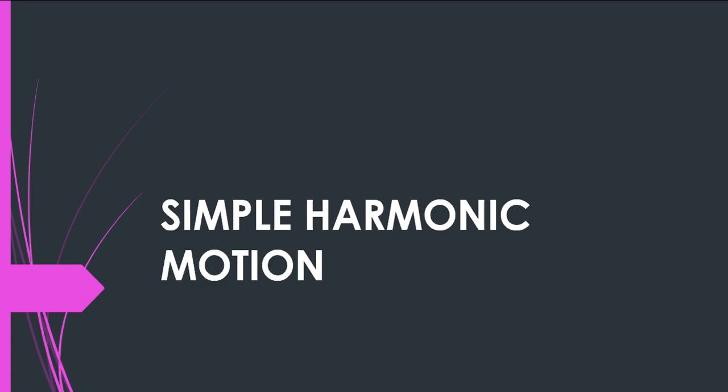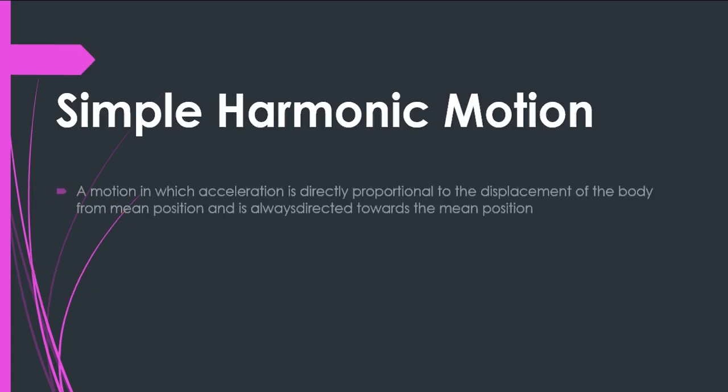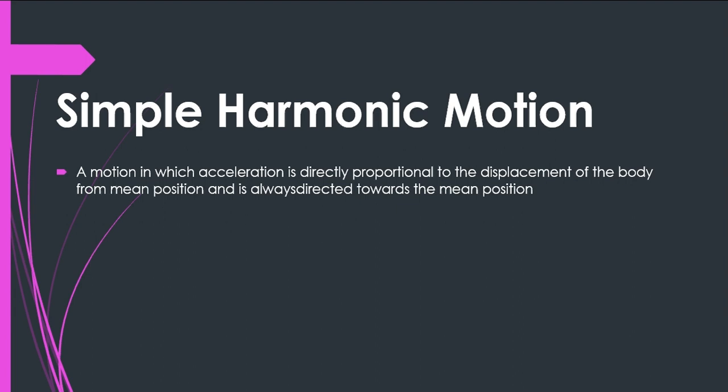Simple harmonic motion is a motion in which acceleration is directly proportional to the displacement of a body from the mean position and is always directed towards the mean position. First point you must keep in mind: it is a motion in which there is a relationship between acceleration and displacement. They are both in direct relation with each other, and also the acceleration is always directed towards the mean position.